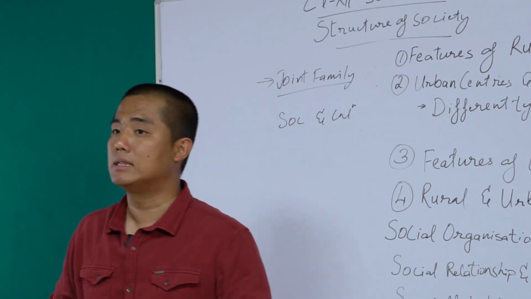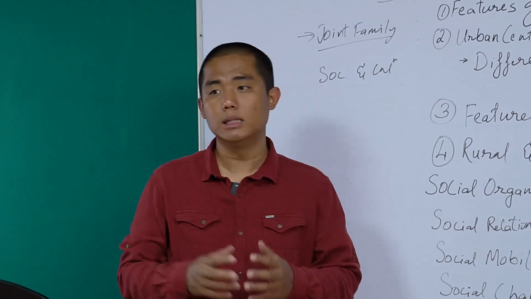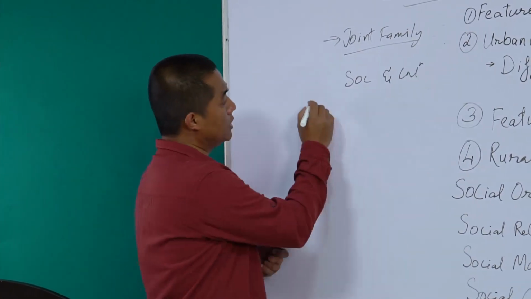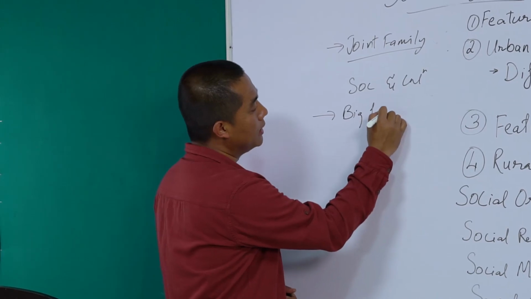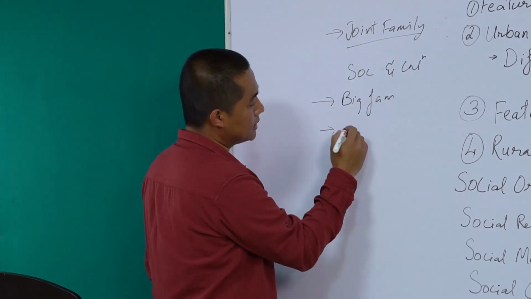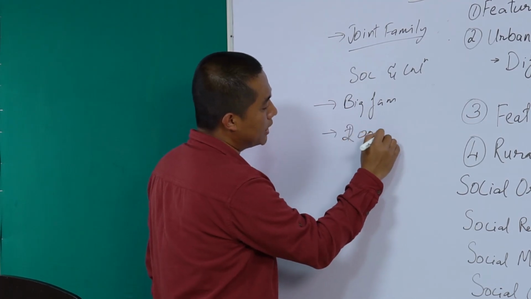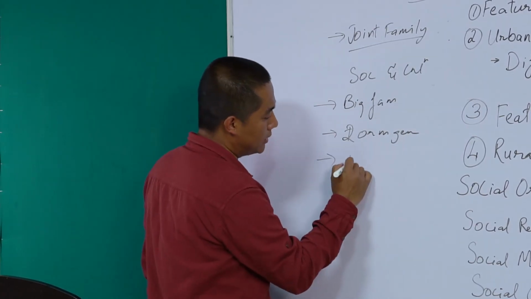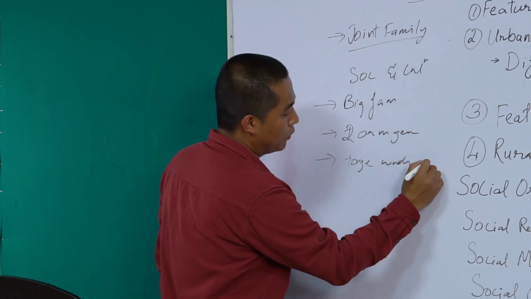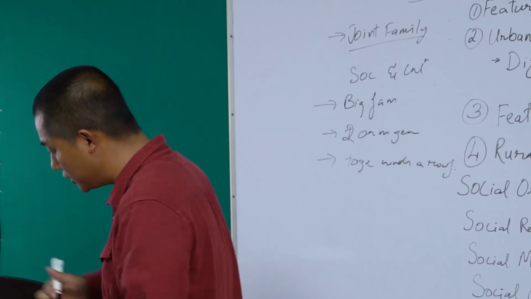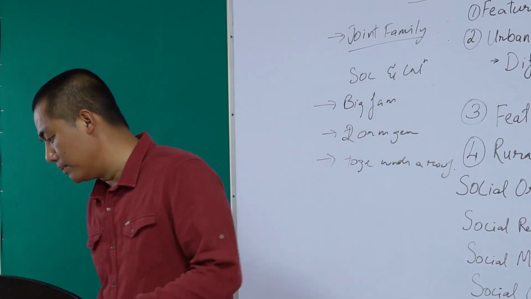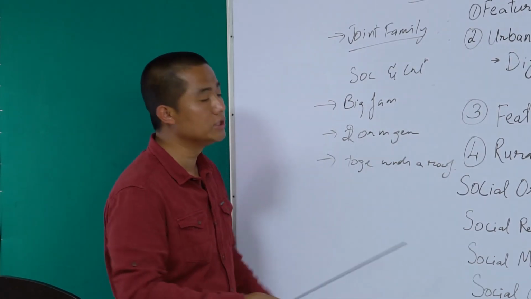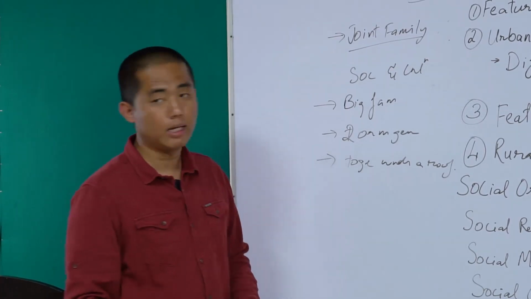This joint family system can be found mostly in the rural part of Indian villages, okay. A joint family system is a big family, composed of at least 2 or more generations of people or a family who live together under a roof, okay, under a same roof. So that is what it means here.